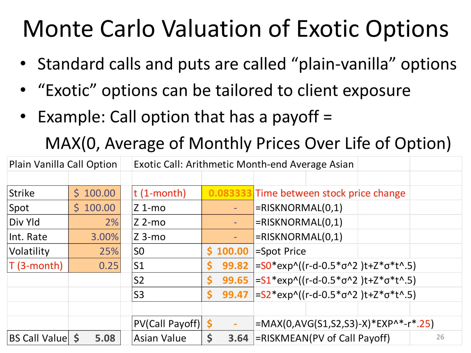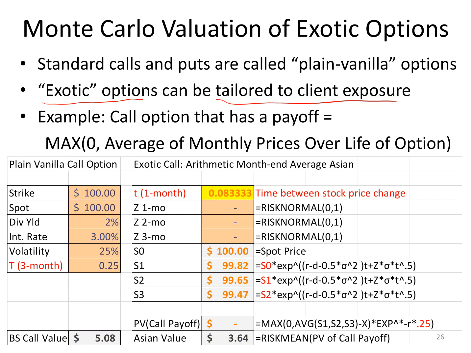So I'm going to go to the spreadsheet in a minute, but let me just set it up. Standard calls and puts, like we discussed throughout this entire topic, we call plain vanilla options. In other words, there are no special terms. It's just a European or American style exercise of a call or put. However, there is a class of options that are non-standard, called exotic options, and they can be tailored to a client's exposure. So here's an example of an arithmetic month-end average Asian option.